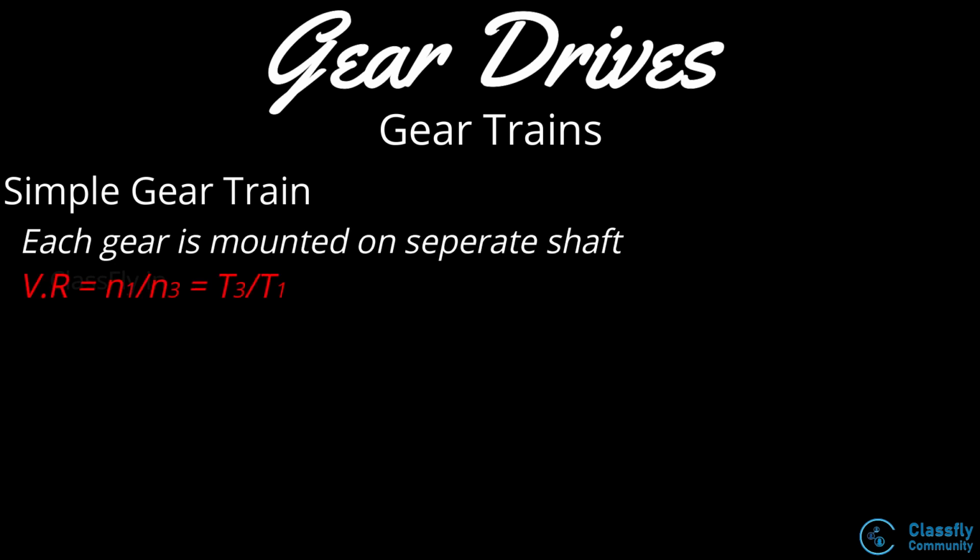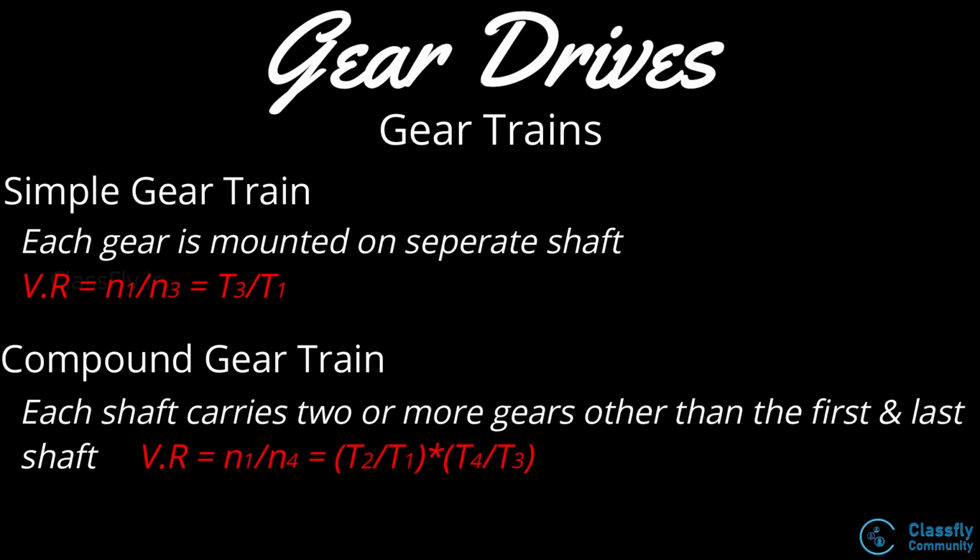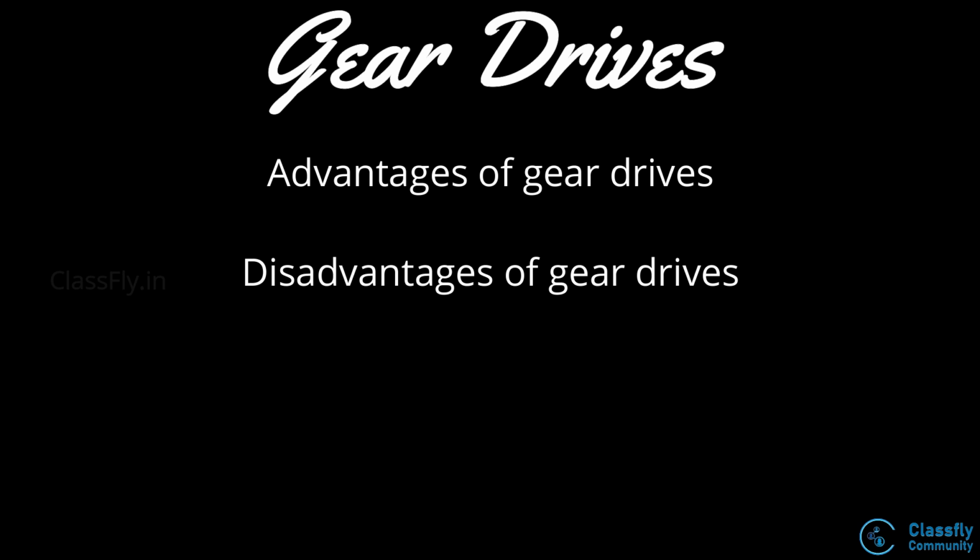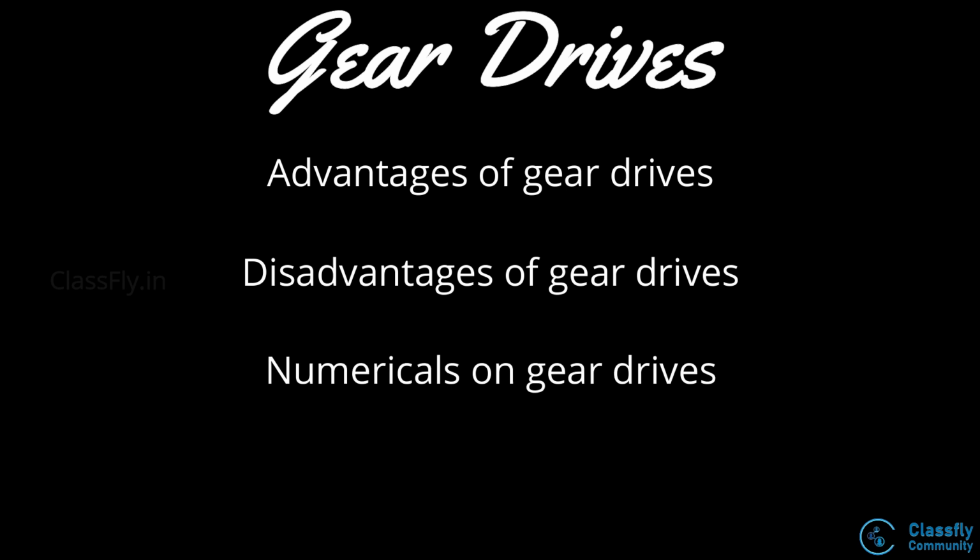Then we looked into the different gear trains, that is the simple gear train where each gear is mounted on a separate shaft, the velocity ratio for the simple gear train, and then the compound gear train where each shaft carries 2 or more gears except the driven and driver shaft, and the velocity ratio for the compound gear train. Then we looked into the advantages and disadvantages of the gear drives over the belt drives. We finally solved some numericals based on the concept of gear drives.